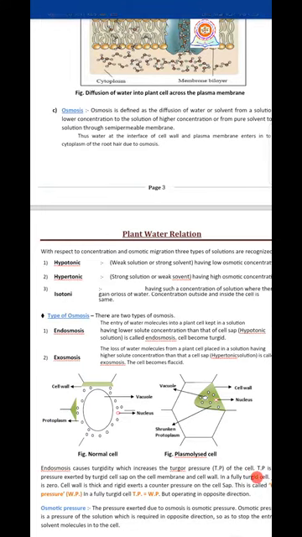What is endoosmosis? Because of the lower solute concentration of the cell sap, the water enters into the cytoplasm of the cell. That type of osmosis is known as endoosmosis, and because an excess amount of water enters the cell sap, the cells become turgid.